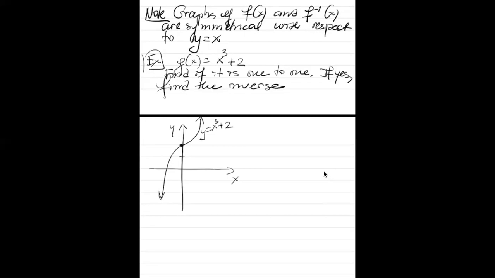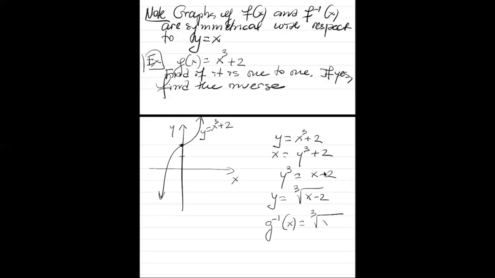So now let's do the steps. First replace g of x with y. Then we switch x and y and solve for y. So y is equal to cube root of x minus 2. Replace y with the inverse. Well, it's going to be g negative 1 of x. So it's cube root.